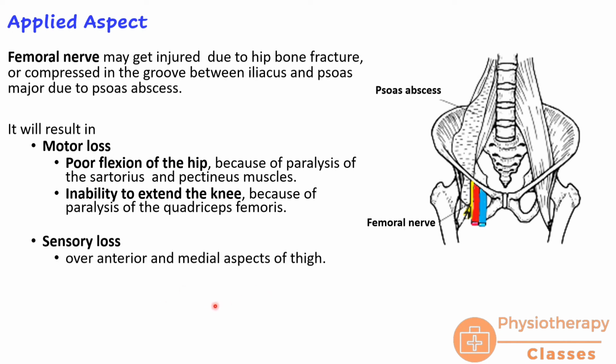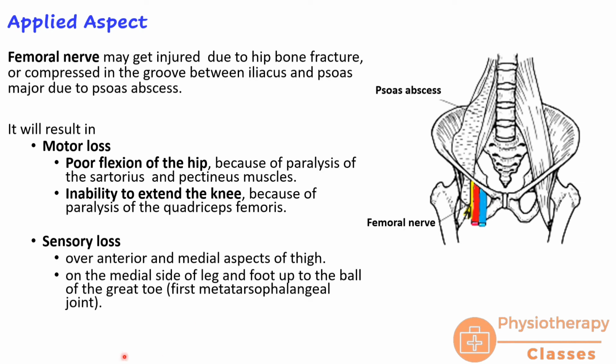Then sensory loss: it will be the loss over the skin which is supplied by cutaneous branches of femoral nerve. So over anterior and medial aspect of thigh, because this area of the skin is supplied by intermediate and medial cutaneous nerves of thigh, which are branches of femoral nerve. Then on the medial side of leg and the foot up to the ball of the great toe, that is till the first metatarsophalangeal joint, right? And this is supplied by the saphenous branch of the femoral nerve. There will also be loss of knee jerk reflex.